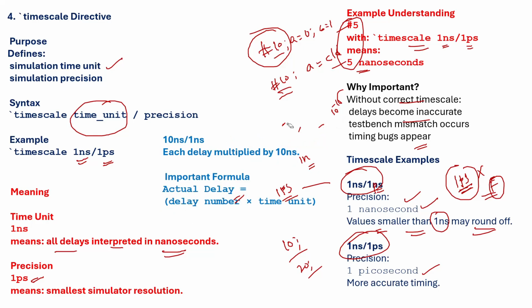Suppose you are taking, what is the actual delay you are considering? The actual delay, hash 5, I have considered. That actual delay is the delay number, and then there is the time scale. This time scale is 1 nanosecond, right? So 1 nanosecond by 1 picosecond is no problem. Then if 10 nanoseconds is taken, this delay number is 5, the time unit is 10, so every time 50 nanoseconds will be considered.